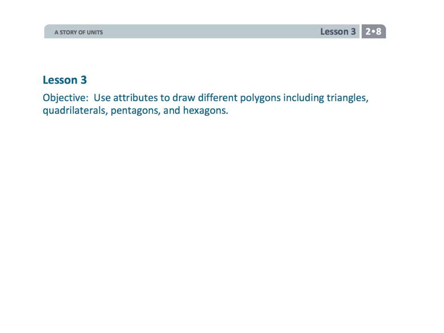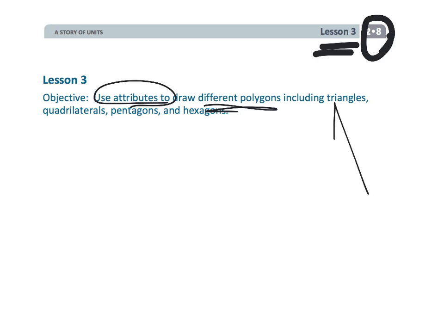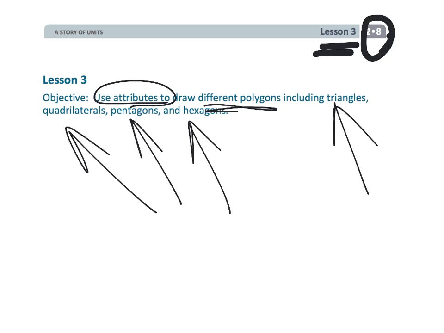And that wraps up second grade, Module 8, Lesson 3. We got our students using those basic attributes to draw a bunch of different polygons, things like triangles, quadrilaterals, pentagons, and hexagons.